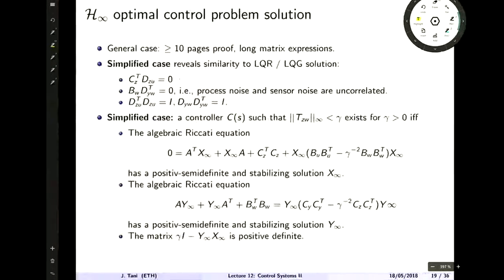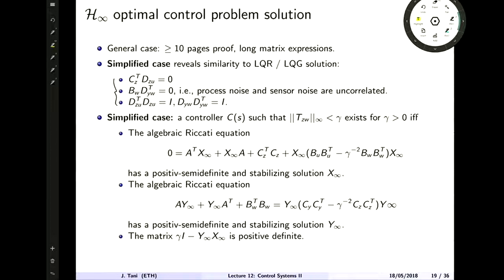So, okay, it's not an enjoyable experience, but I want to show you a very simplified case. If we have these simplifying assumptions here, then a lot of pages boil down to just a few pages, and we see that there is a relation to what is known to us, the LQG. We also have Riccati equations that appear.